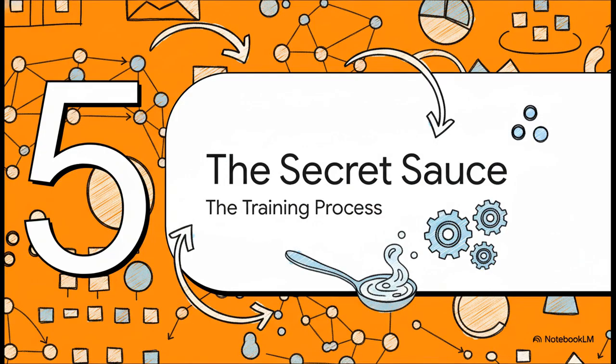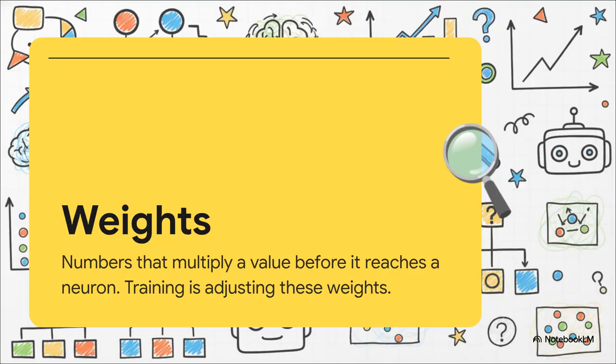But look, that whole structure, it's just a blueprint. It doesn't do anything on its own. The real magic, the thing that actually lets it learn, is the training process. This is really the secret sauce of the whole thing. Remember those weights I mentioned on the lines? Well, they are everything. When you first build a network, those weights are just random numbers, so its answers are total garbage.